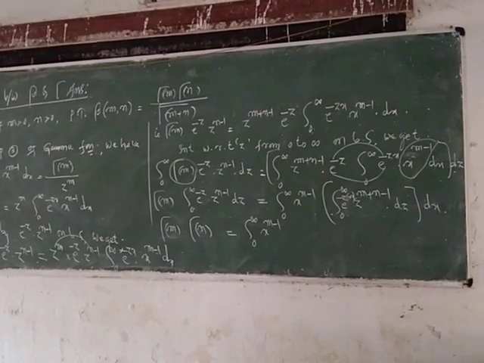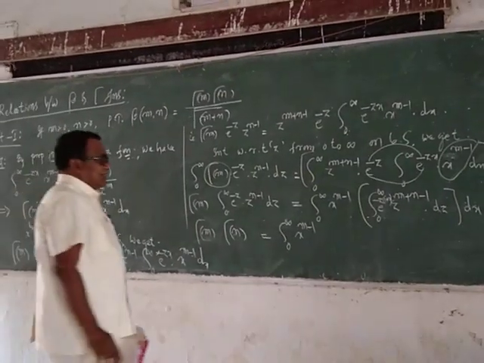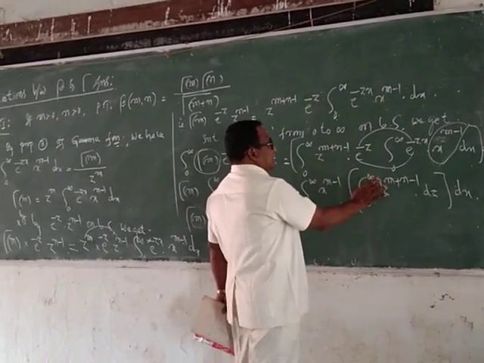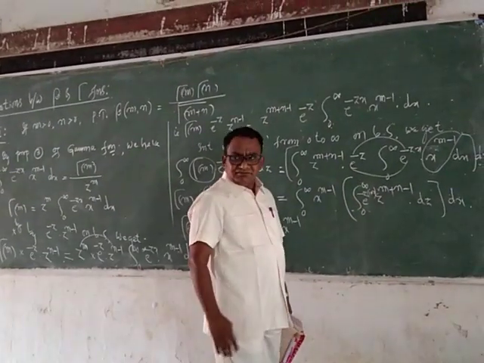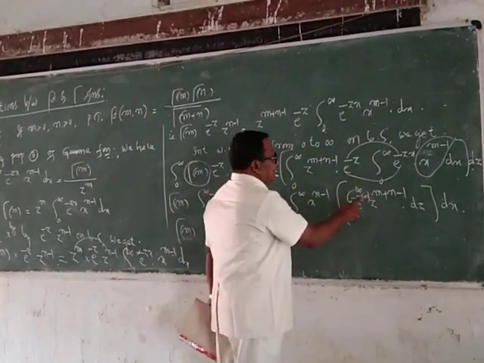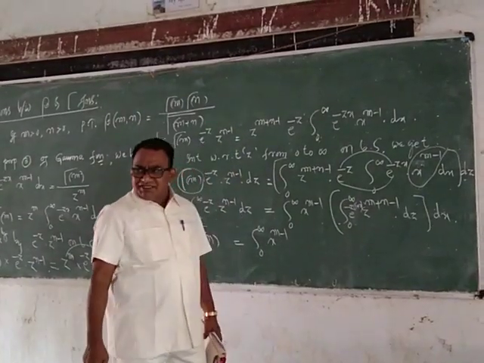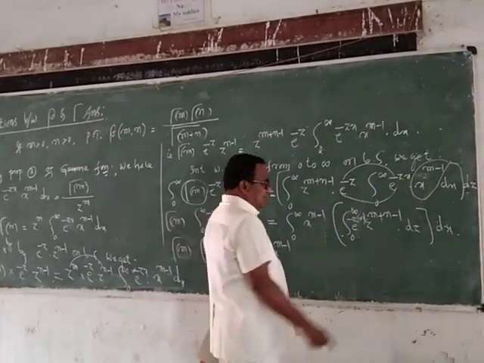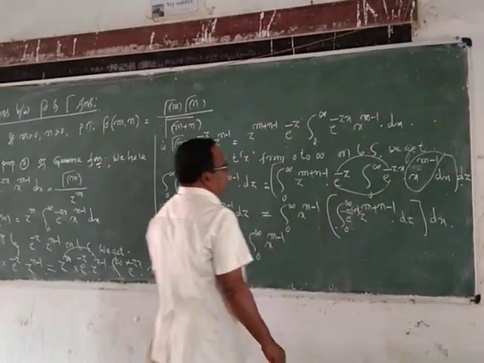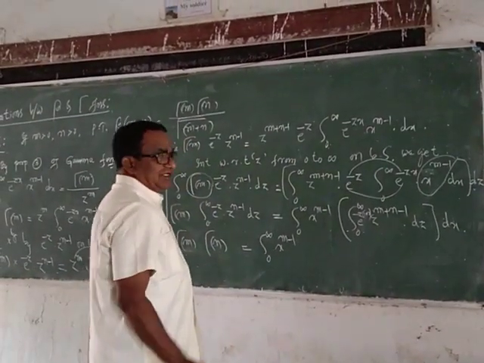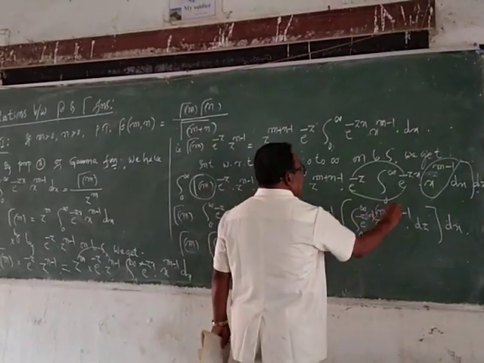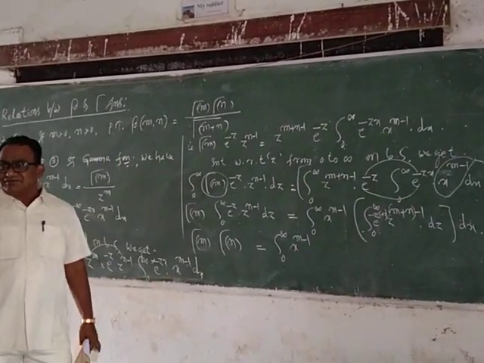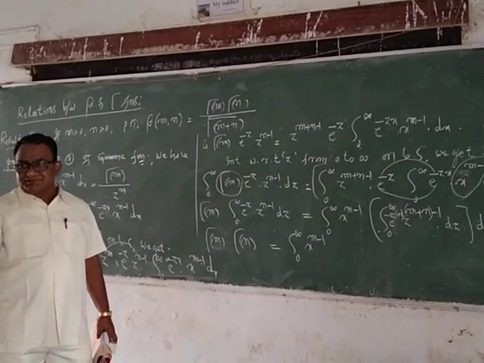What does property number 3 say? Integral from 0 to infinity of e to the power minus a into x. So your a is 1 plus x. And your x is here into x to the power m minus 1. Instead of m here, we have m plus n minus 1. So by property number 3, this is equal to what?